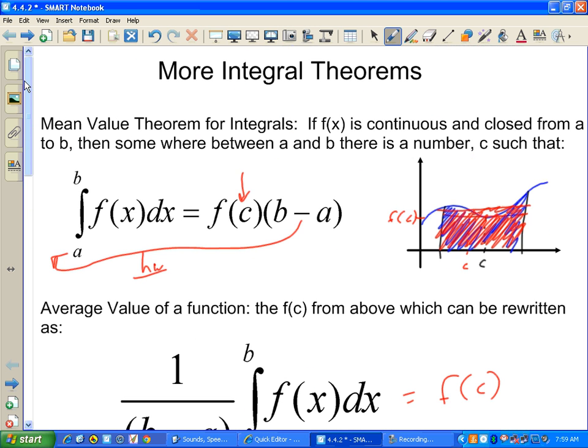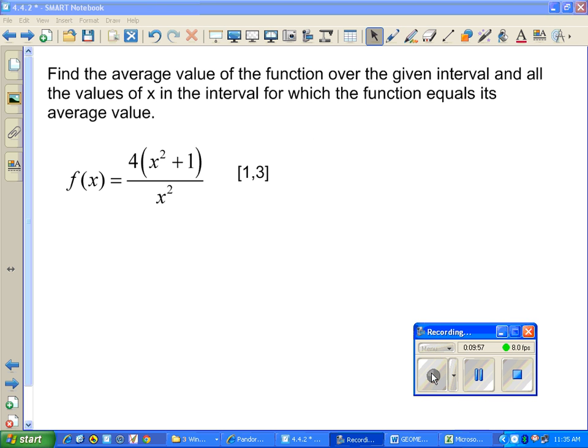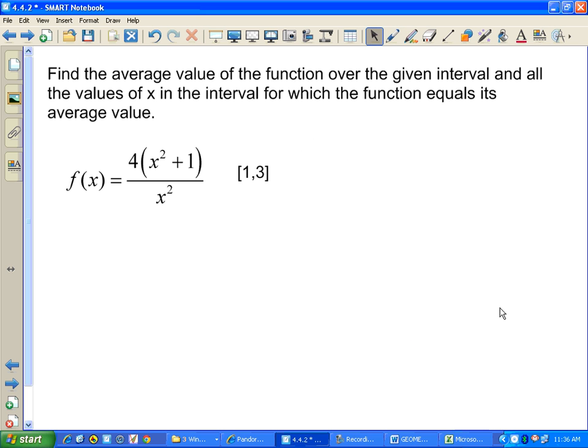Okay, so I've got a couple more examples here. Okay, so here's one more example. I want to find the average value of the function over the given interval, and I want to find all the values of x for which the function equals its average value.